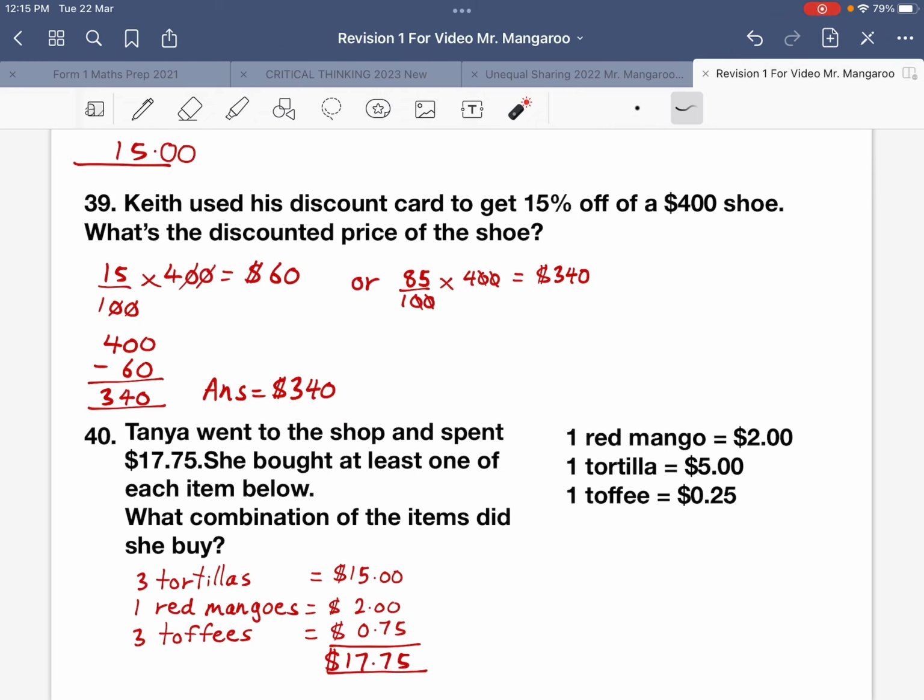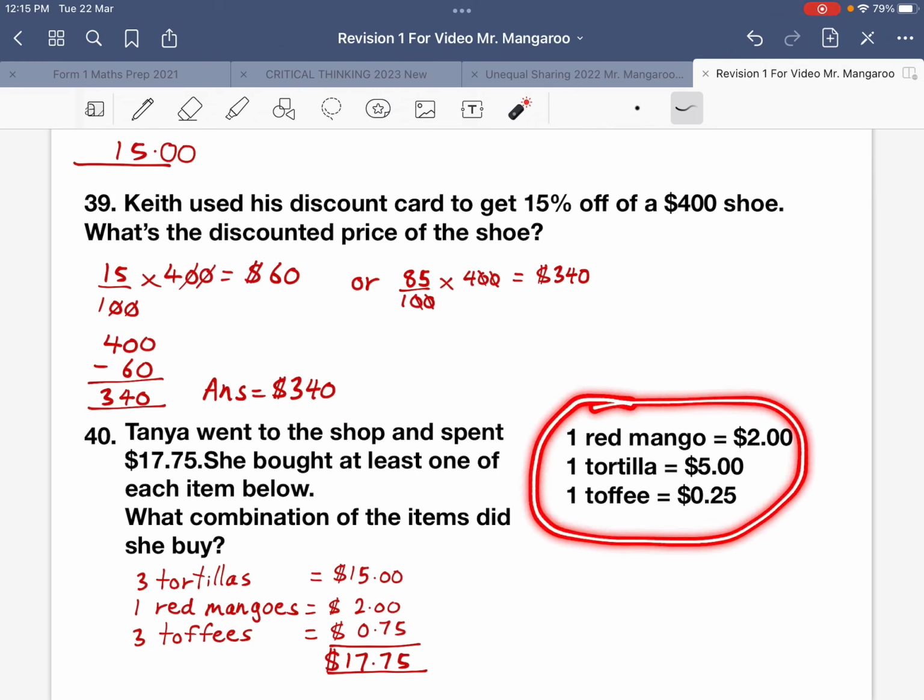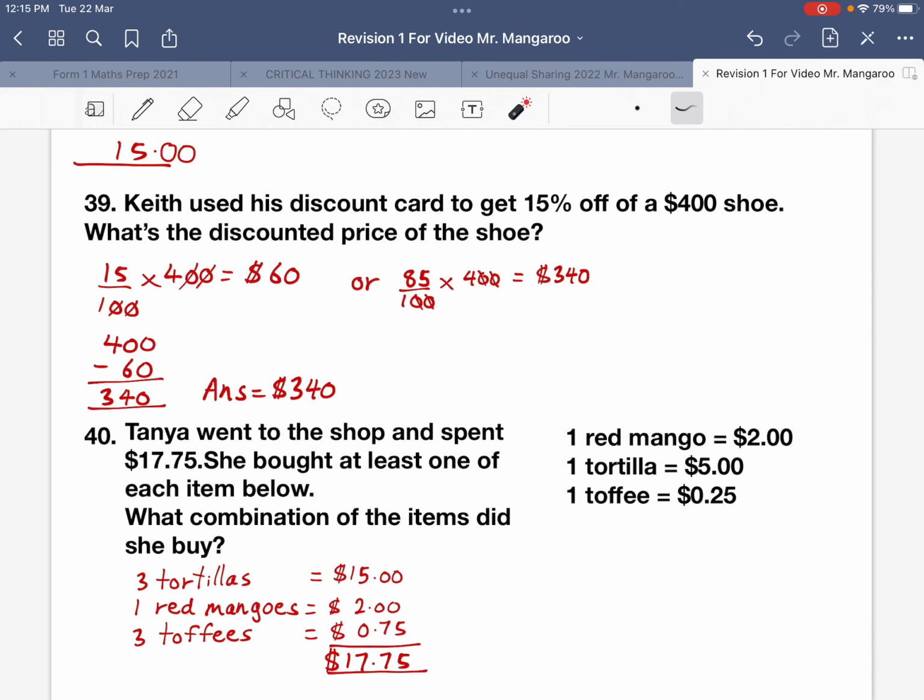Now Tanya bought a combination of these items, so a certain amount of red mangoes, a certain amount of tortillas, and a particular amount of toffees. We need to determine what exact numbers for each item that will total $17.75.